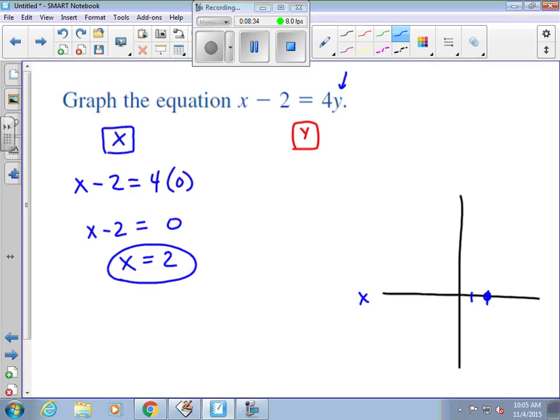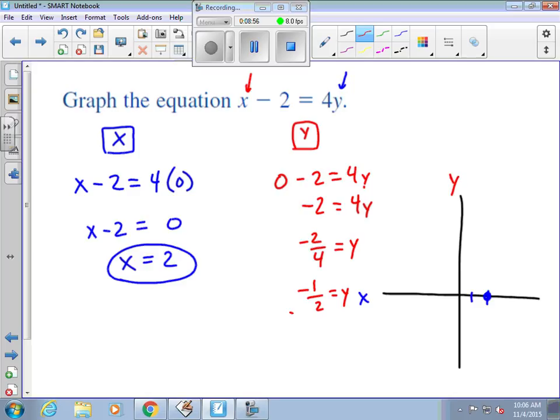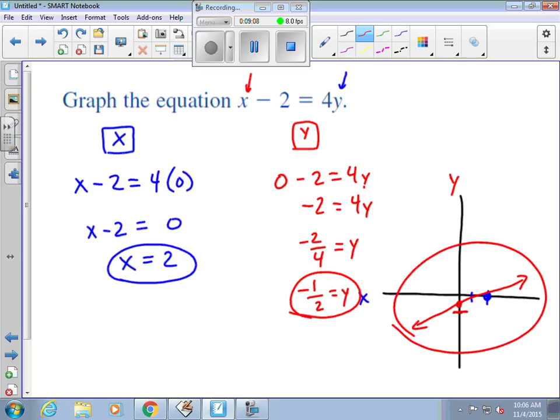For your y-intercept, you're plugging in 0 for x. So 0 minus 2 is 4y. Negative 2 equals 4y. Divide by 4 on both sides. Y equals negative 2 divided by 4, which is the same thing as negative 1 over 2. So the y-axis is crossed at negative 1/2. If this is negative 1, it'll cross through at negative 1/2. Once you have 2 points, you can draw a straight line, better than I just did, through those 2 points to make your graph look like that.